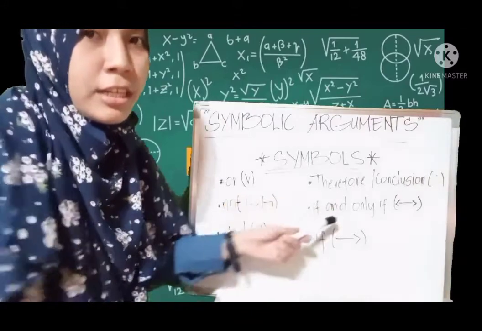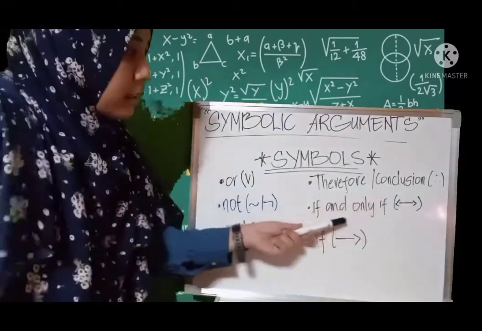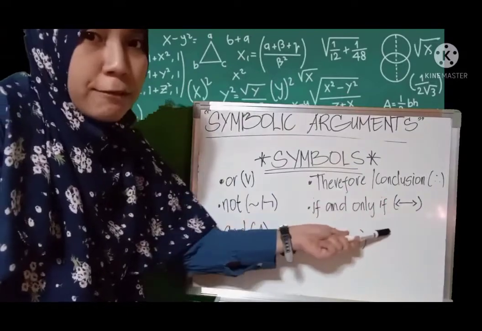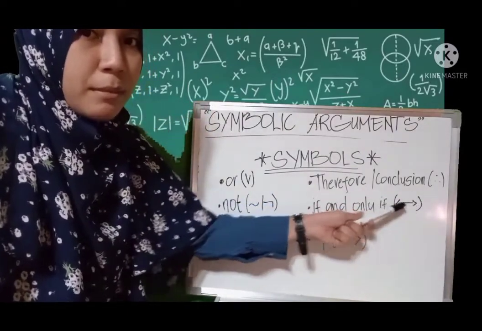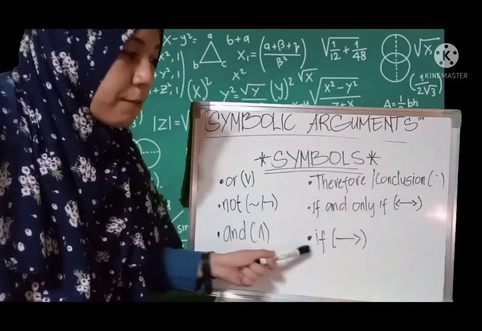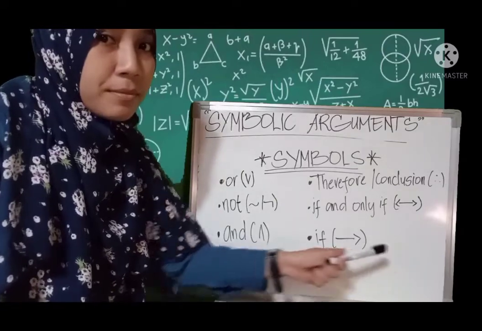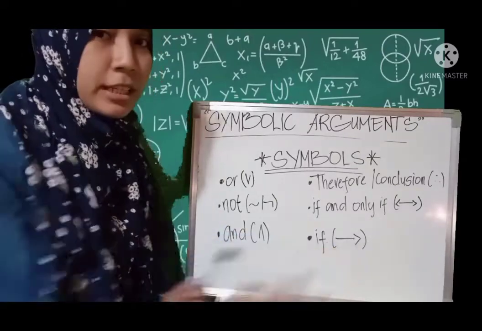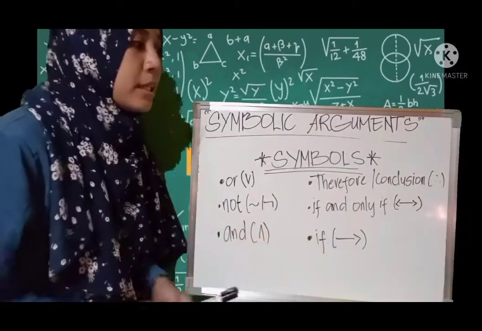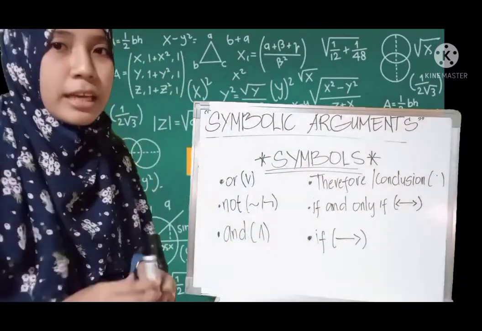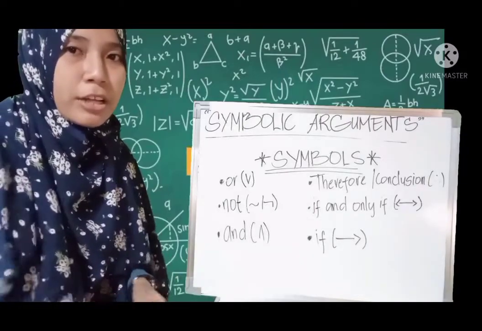Therefore, or the conclusion, is symbolized as three dots. The if and only if is symbolized as dalawang arrow sa magkabila. So, if lang is isang arrow lang, pointed to the right. So, sa right siya nakaharap. So, ngayon, i-explain ko sa inyo yung symbolic argument.